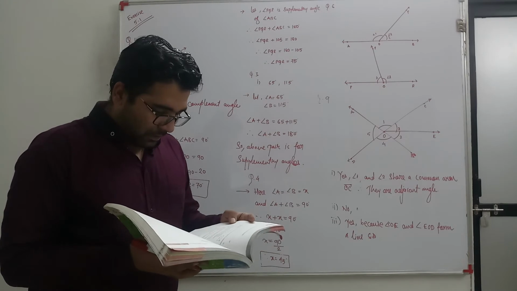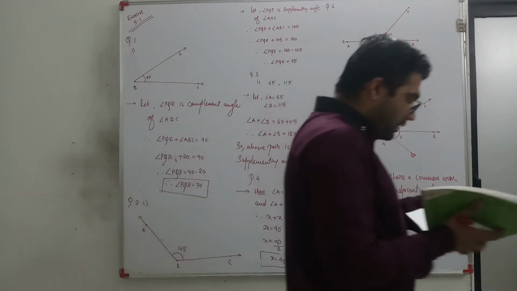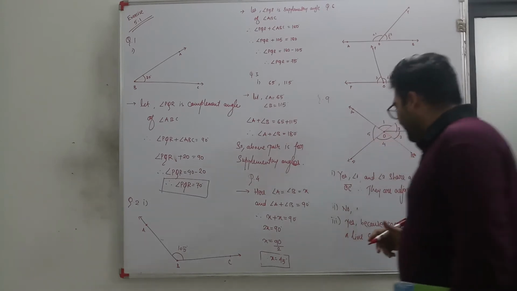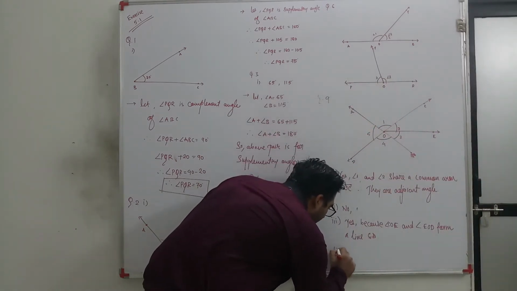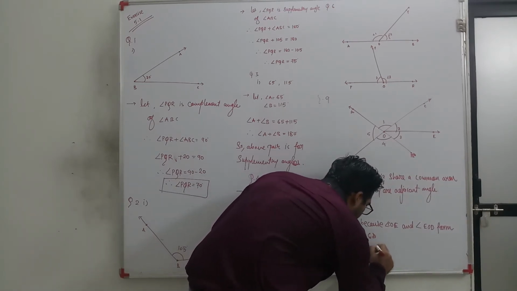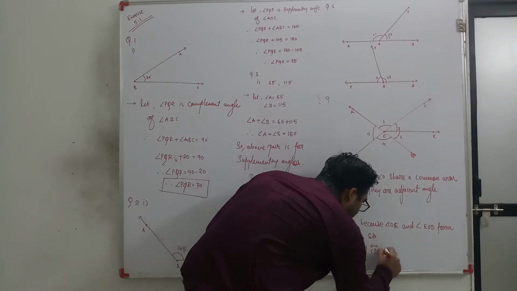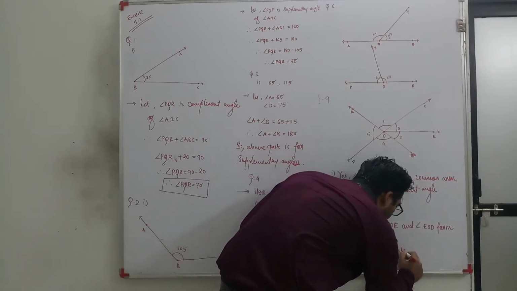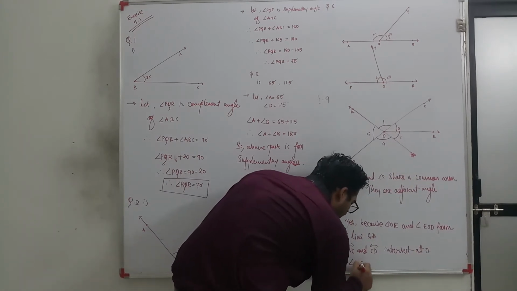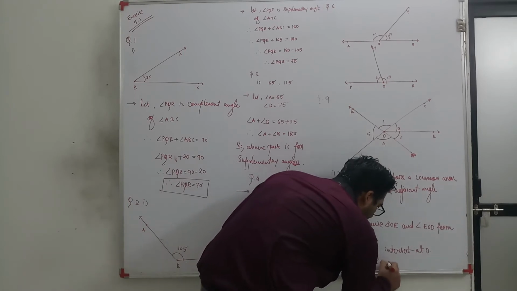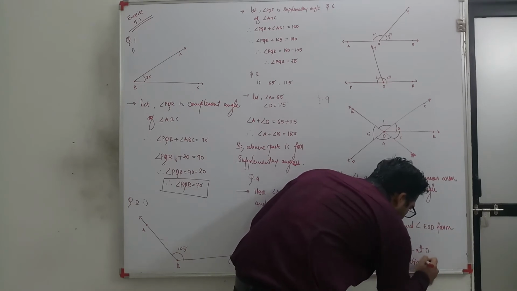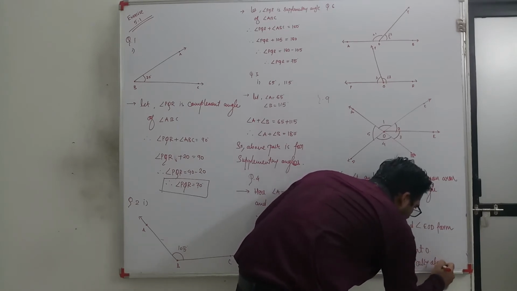Now, is angle 1 vertically opposite to angle 4? Yes. Why? AB and CD intersect at O. Therefore, angle 1 and angle 4 are vertically opposite angles.